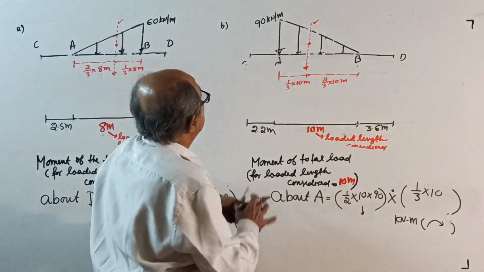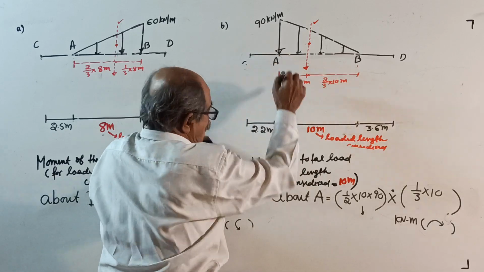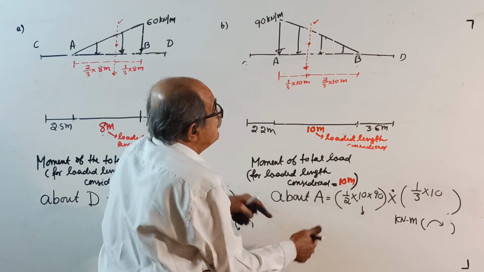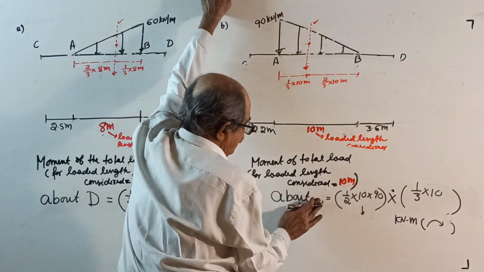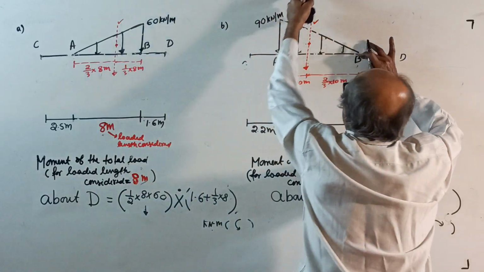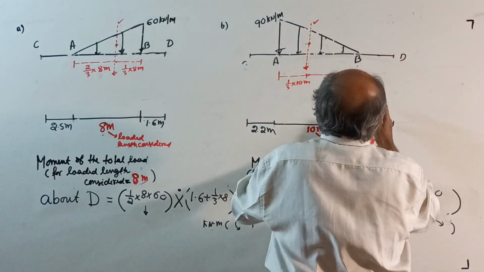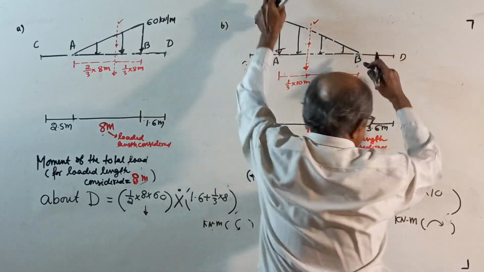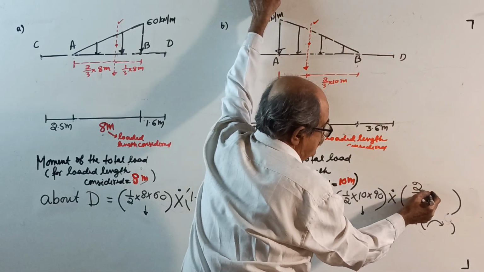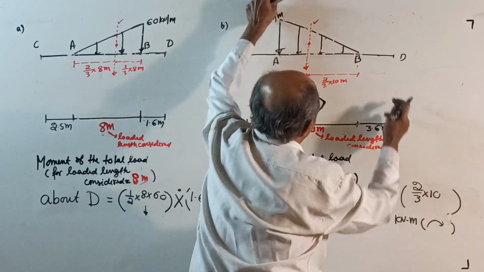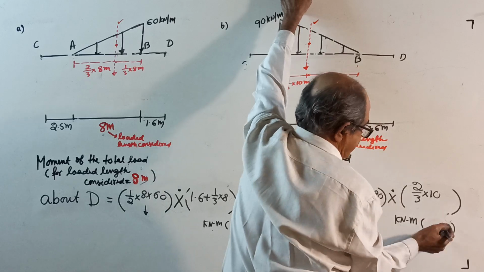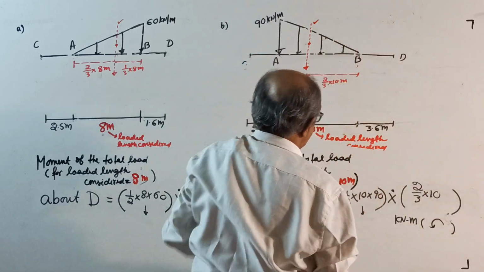Okay. A over. Now, next, don't write here. Below write same statement once again, but about B. Total load, same, into, from B, 2/3 of 10. I maintained that one only. 2/3 of 10. Anti-clockwise. Kilonewton meter anti-clockwise.